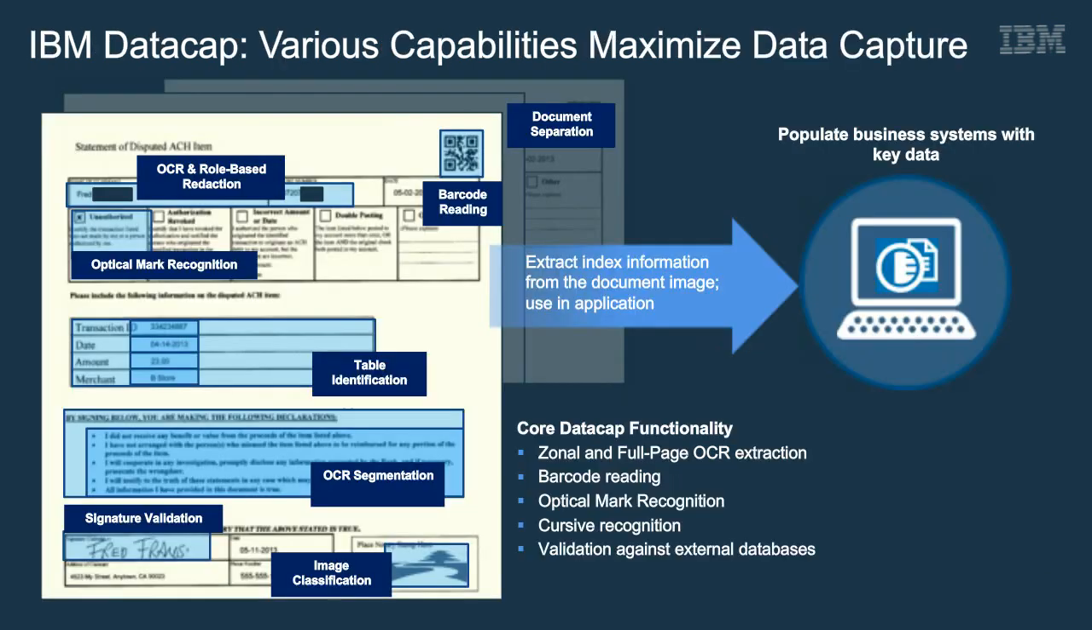To accomplish these feats of content extraction, Datacap utilizes a variety of capabilities in concert. This representation of a document showcases several of those capabilities, but is by no means exhaustive. Datacap is a mature offering with an enormous wealth of value added over time. As you can see, Datacap is capable of optical character recognition, barcode reading, automatic redaction based on user role, and signature detection and validation, among other capabilities.